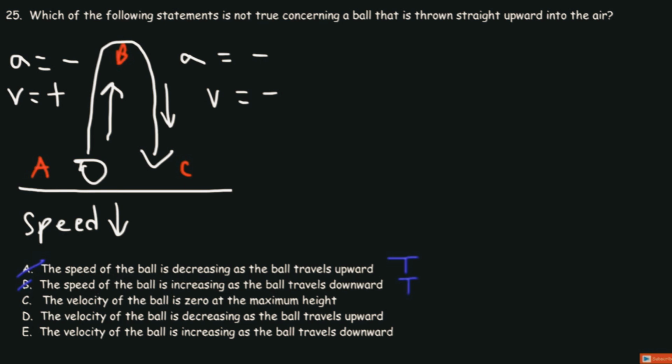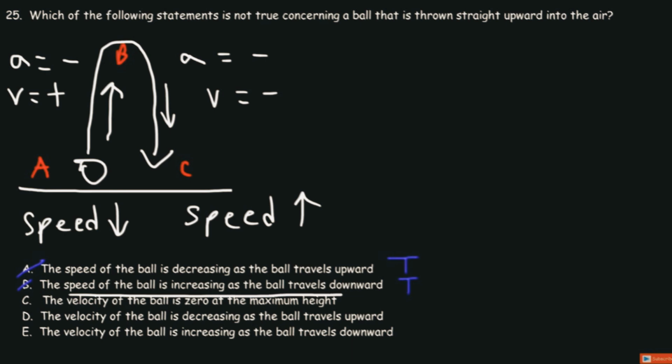Now for the second half of the trip, the acceleration and the velocity have the same sign, and so the speed is going to be increasing. It is going to be moving faster. And so B is true: the speed of the ball is increasing as the ball travels downward.